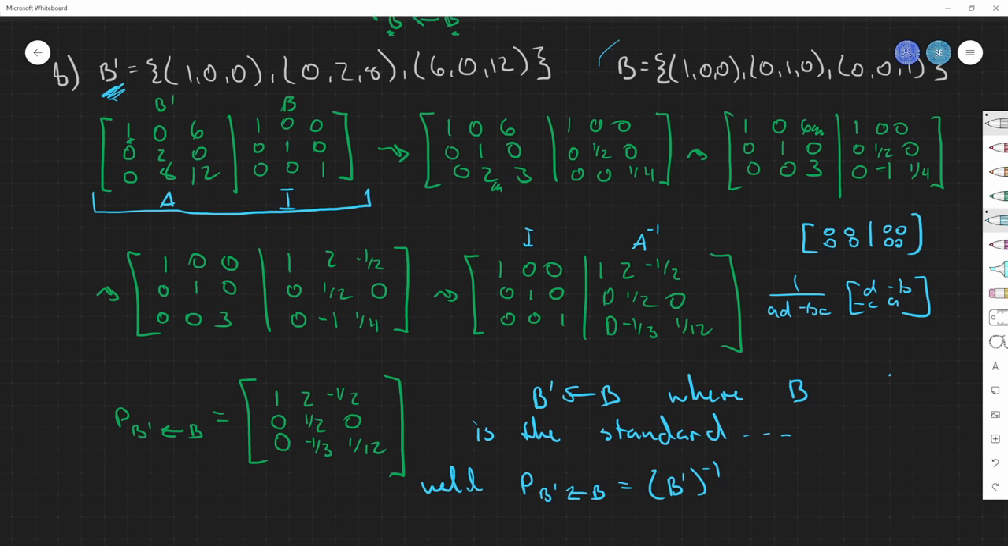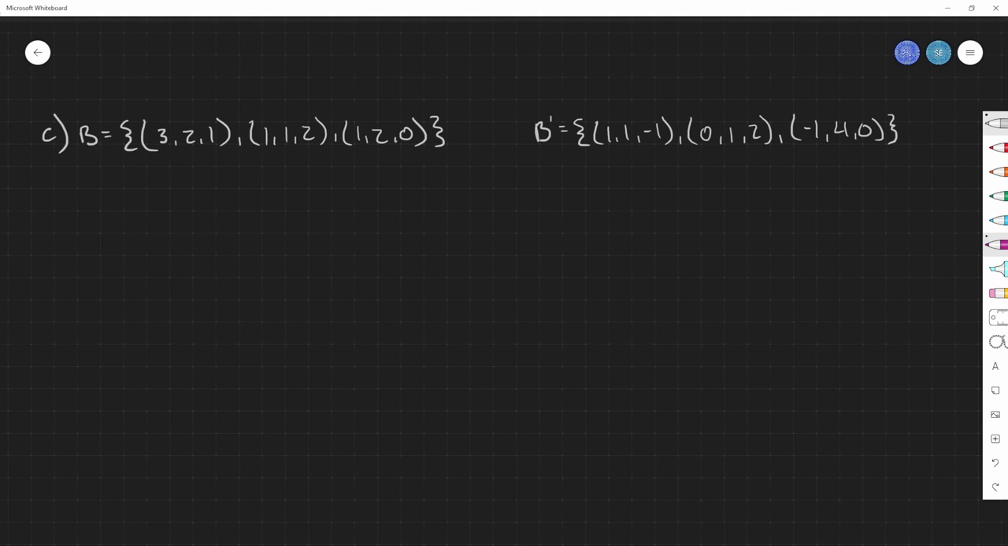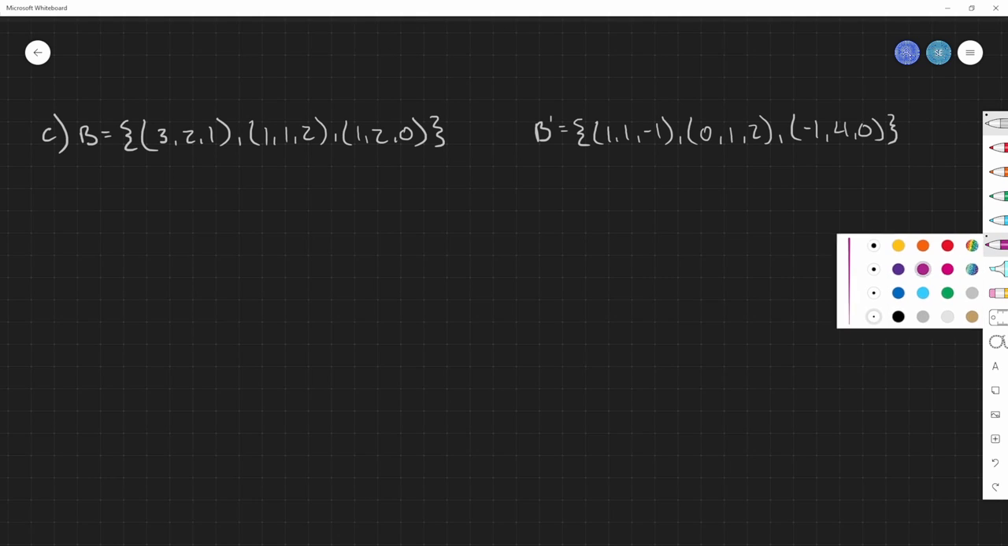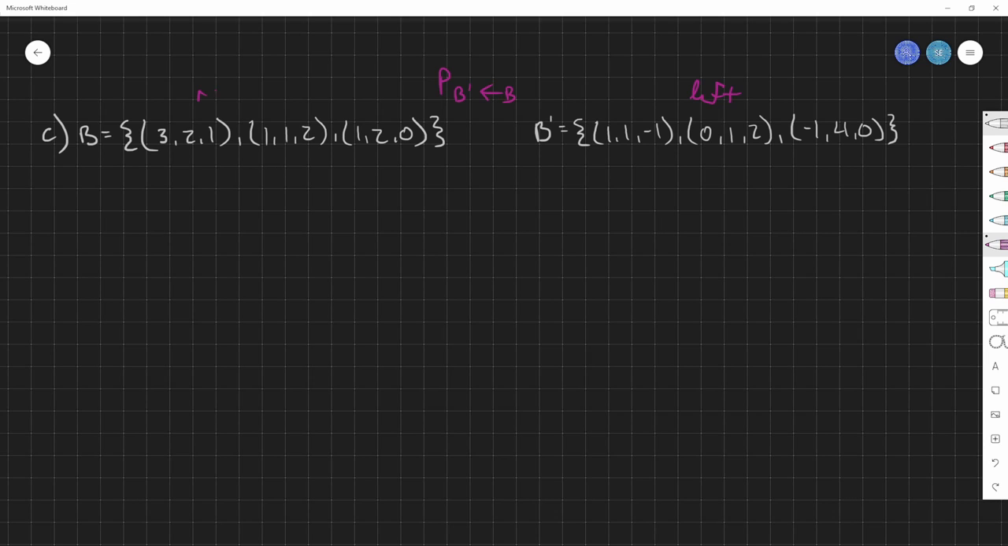So now we're just gonna go ahead and do one more example. This would be a little bit more difficult because we're using two non-standard bases. So let's get right to it. So our last one, we are given two bases, and again it's the same thing. We are going from B to B prime, and so we have our B prime on the left side of the augmented matrix, and B on the right side.